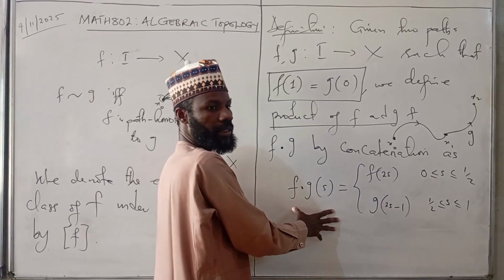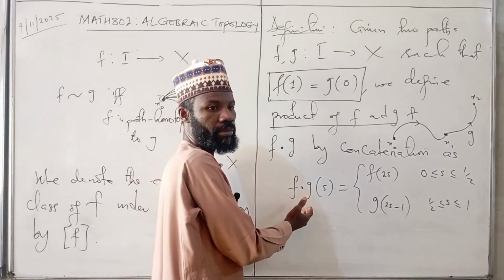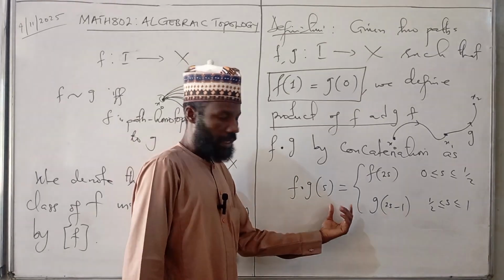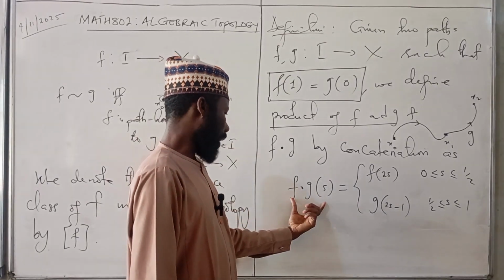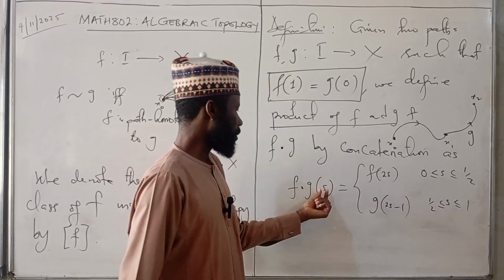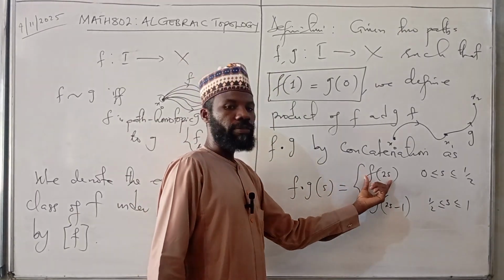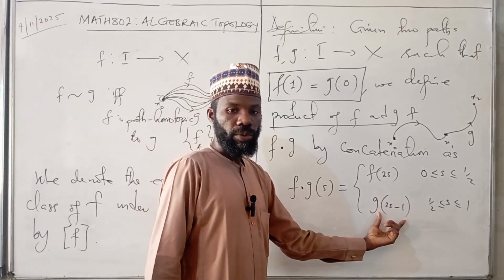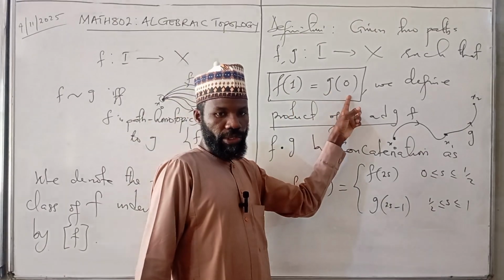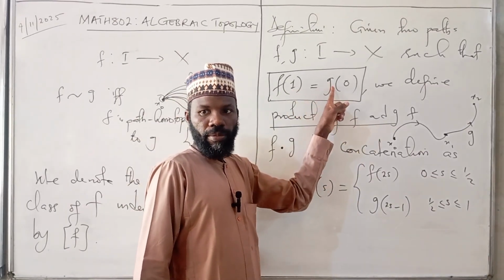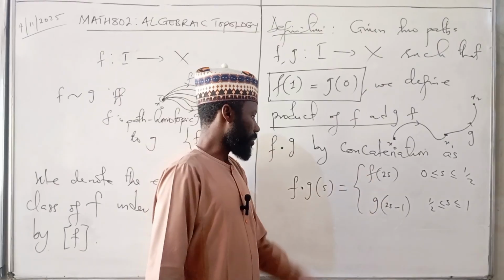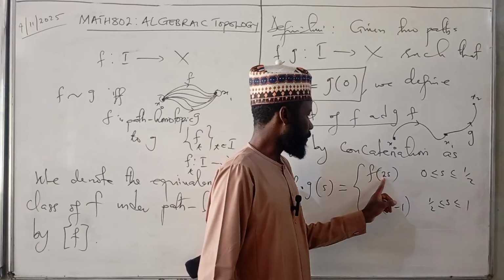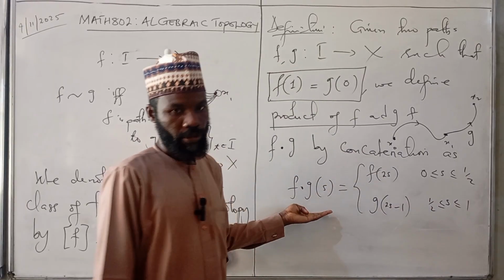But why is this a path? We have to check that it is a continuous mapping. First of all, it is well defined. If you check here, at s equal to half, you have f(1), and you also have g(0). But f(1) is equal to g(0). That is why this condition is very crucial, and why it is required that this equality must hold. So since f(1) is equal to g(0), this mapping is well defined.